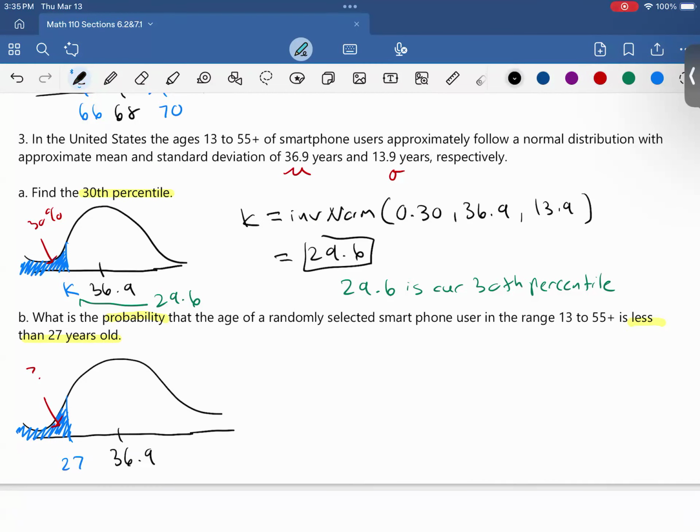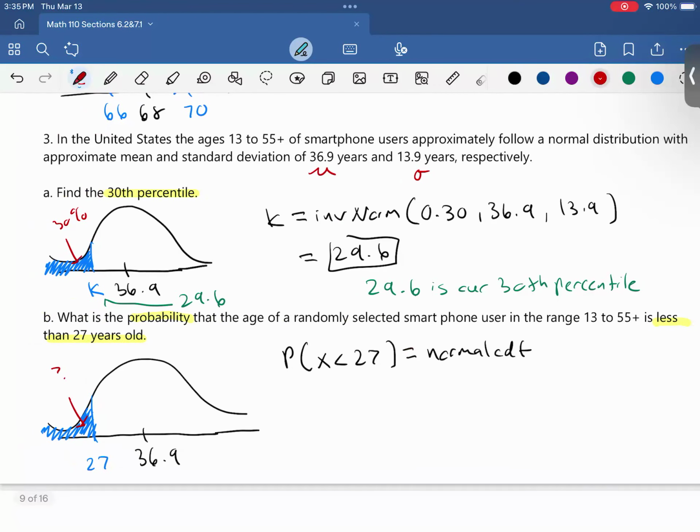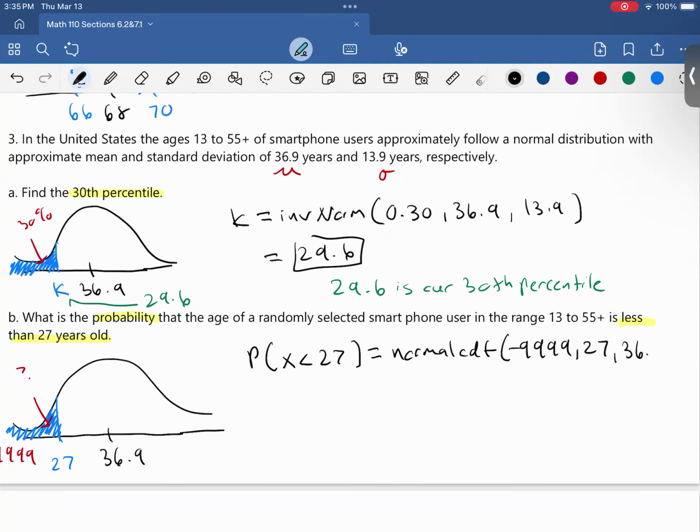So what I need to do here is set up my probability. X less than 27, everything less than 27. That's going to be normal CDF. And remember, when everything is less than, we're going off to negative 999, just a really big number to the left. So this would be negative 9,999. 27 is my upper bound. My mean is still 36.9, and my standard deviation is still 13.9.